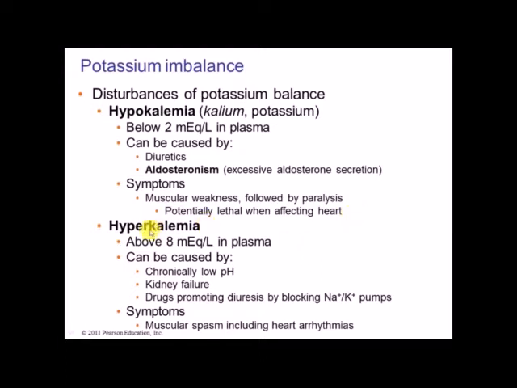And then hyperkalemia, above 8 milliequivalents per liter in the plasma. So really chronically low pH, you'd be holding on to all that potassium because it would not be exchanged for the sodium. Kidney failure can cause this, and there are some drugs that promote diuresis, and they would do so by blocking the sodium-potassium pumps. Muscle spasms, including heart arrhythmias, can be the symptom of hyperkalemia.